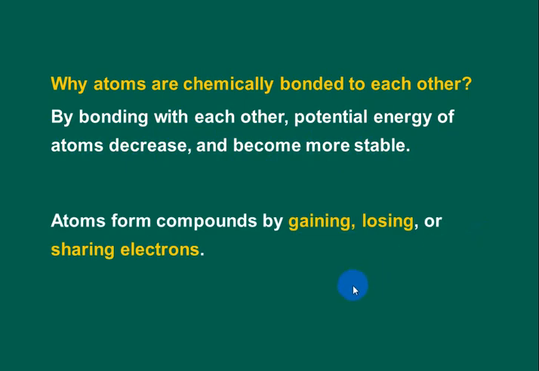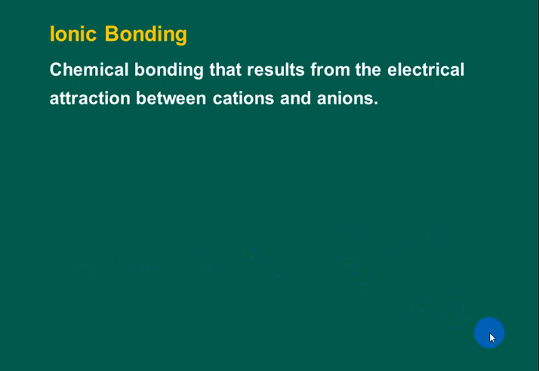How do they do that? Atoms form compounds in chemical bonding by gaining or losing electrons, and this is a type of chemical bonding called ionic bonding, or by sharing electrons. Now let's differentiate between ionic and covalent bonding, starting with ionic bonding. Ionic bonding, from its name, comes from ions. It is the chemical bonding that results from the electrical attraction between cations and anions. Cations means positive ions, and anions means negative ions.